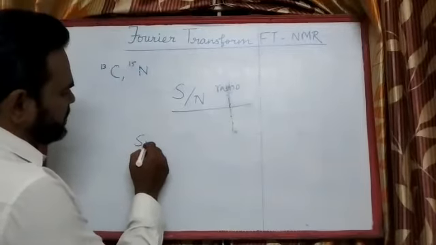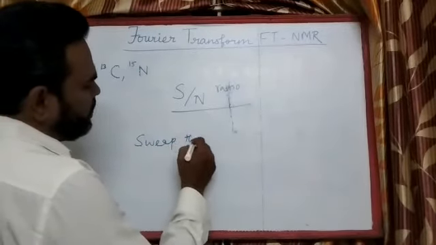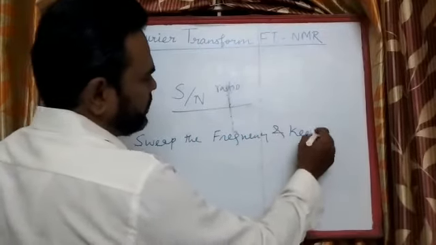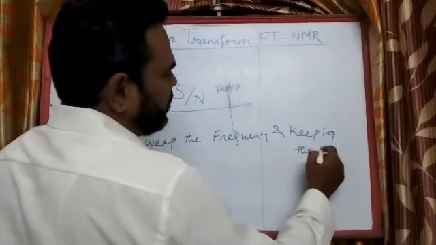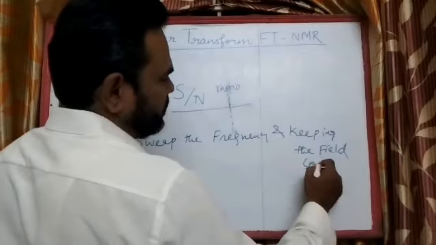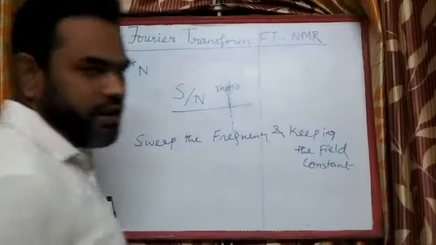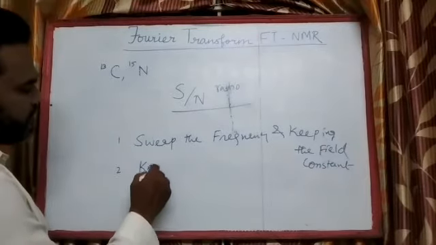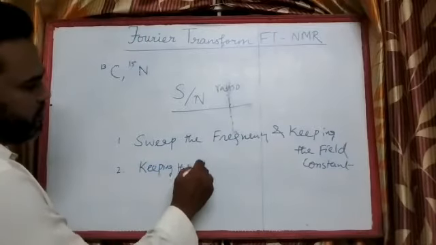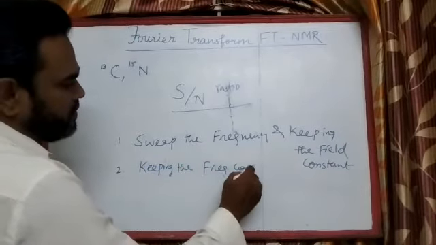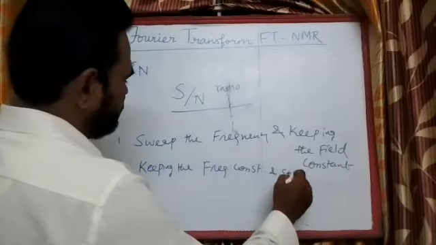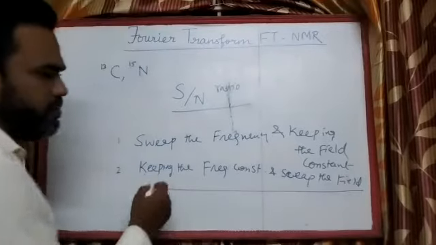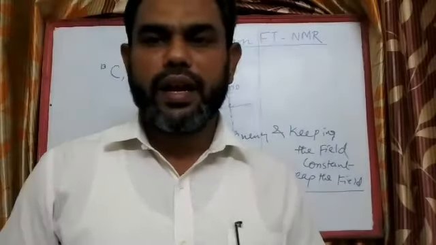sweeping the frequency and keeping the field constant. This is one way of taking the NMR, and another way is by keeping the frequency constant and sweeping the field. So by both means you can take an NMR.